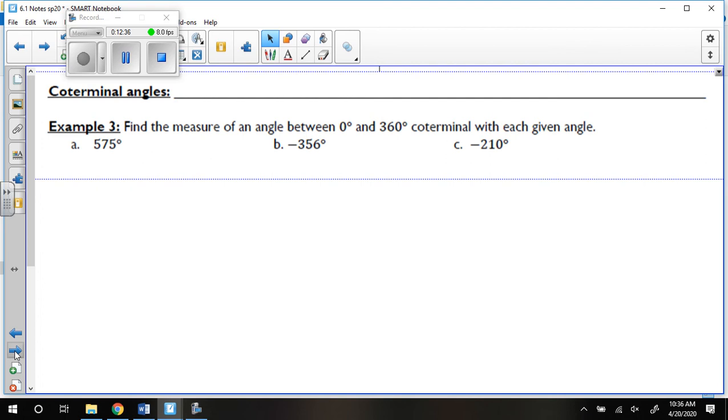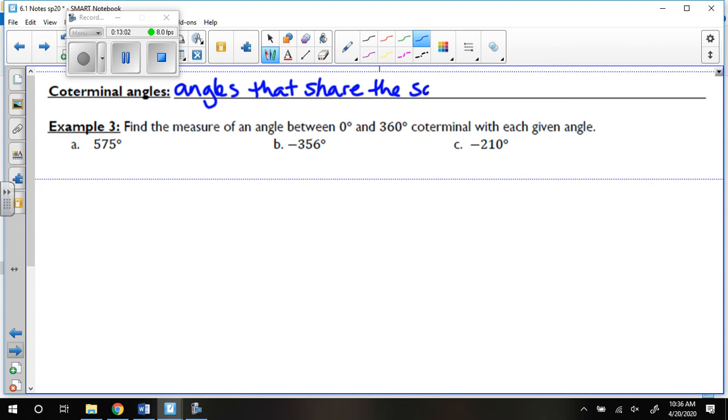Okay, so now we're going to talk about coterminal angles. Co meaning together, side by side. If it's a co-operation, you are working together. So coterminal angles are angles that share the same terminal side. So they end in the same place.